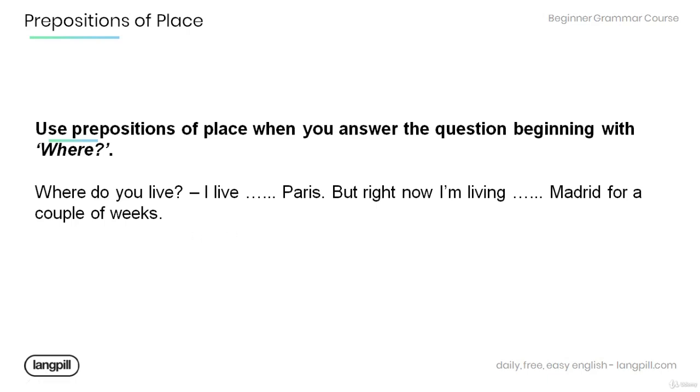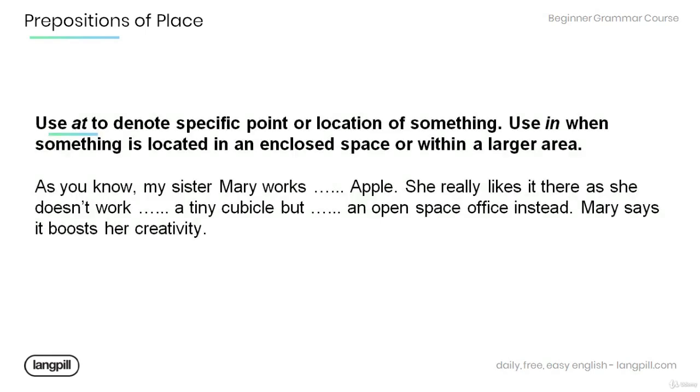I live in Paris, but right now I'm living in Madrid for a couple of weeks. Also, remember that we use at to denote a specific point or location of something, and we use in when something is located in an enclosed space or within a larger area. Now read the following text and fill in the blanks with either at or in.